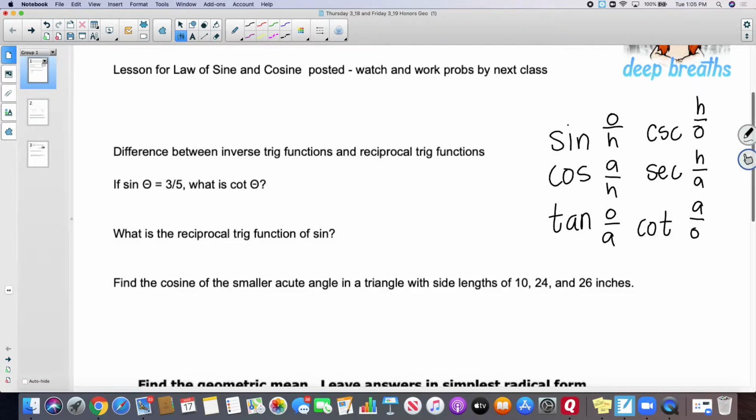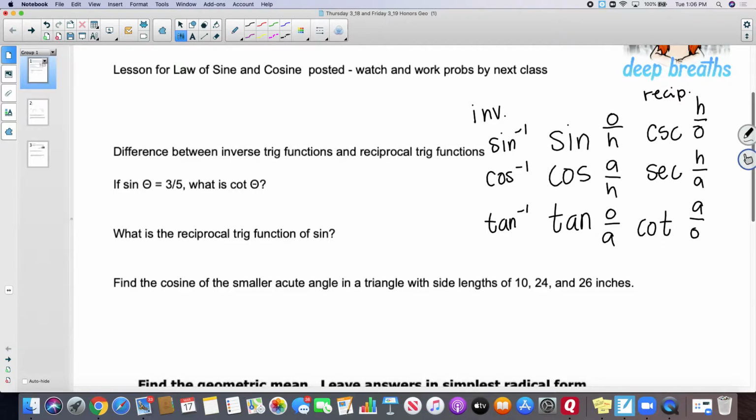And that's like in your calculator where you have those six, when you hit the trig button: sine, cosine, tangent, cosecant, secant, cotangent. Okay, that's reciprocal trig functions. Inverse trig functions are what we use when we're looking for an angle measure. So this is reciprocal. Inverse is when you're doing sine^-1, cosine^-1, tan^-1. That's when we're looking for an angle measure, not a side length.